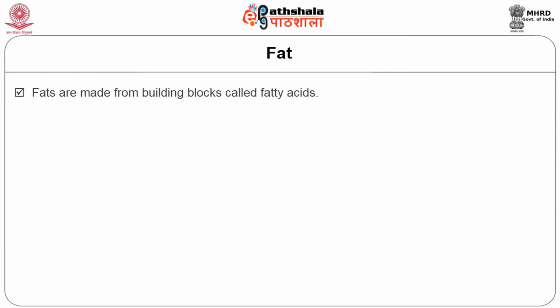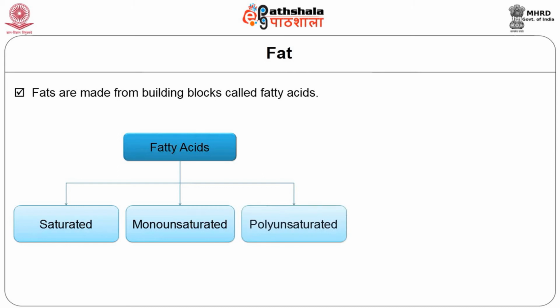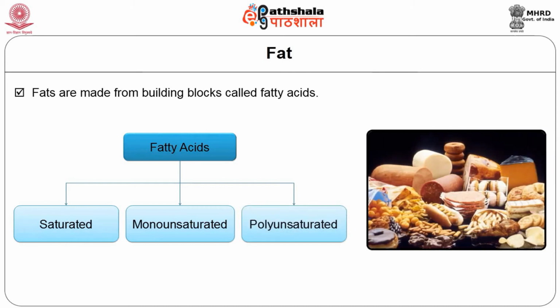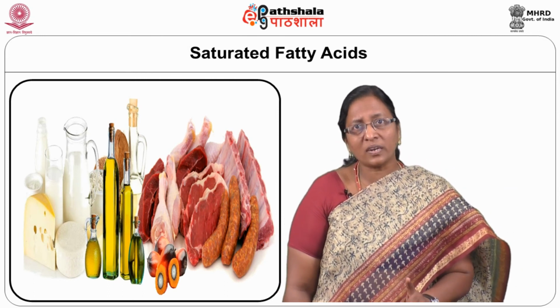Fats are made up from building blocks called fatty acids. There are 3 types of fatty acids: saturated, monounsaturated and polyunsaturated fatty acids. The fat in food contains a mixture of all 3 fatty acids in different proportions in different foods. Students, do you know about the saturated fats?